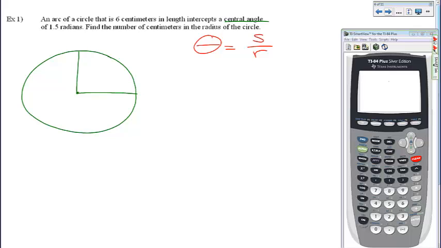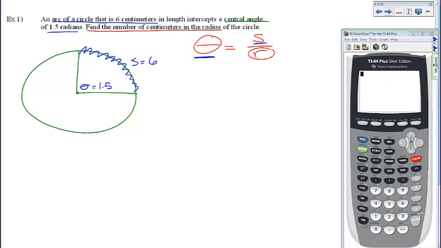Remember that this problem is asking us to find the number of centimeters in the radius of the circle. Well, what part of the formula does that ask us to find? Obviously, it's the radius. That means we're going to need the other two parts, the measure of the central angle and the length of the arc, to find R. The problem tells us that theta is equal to 1.5 radians. Next I need the length of my arc, S. That's also given as 6 centimeters.